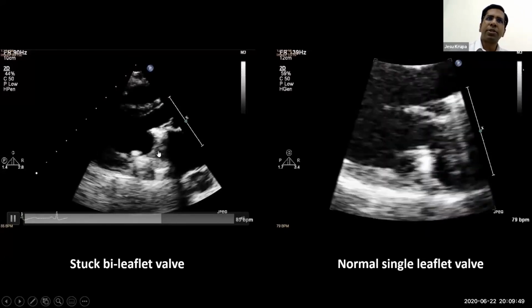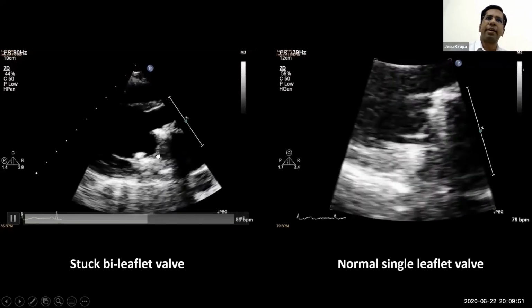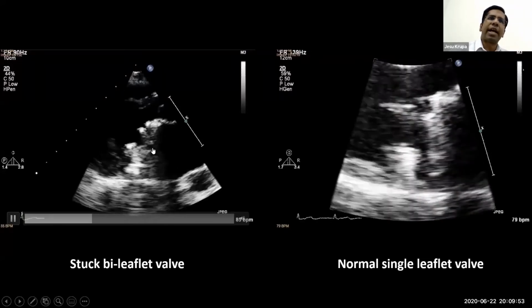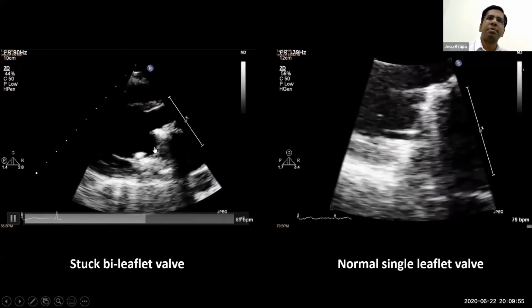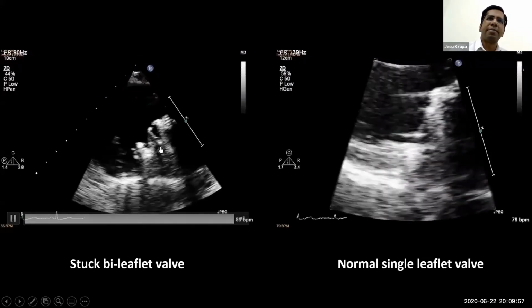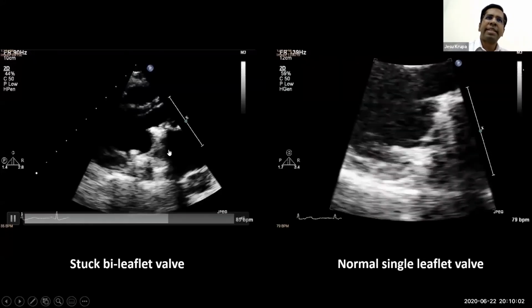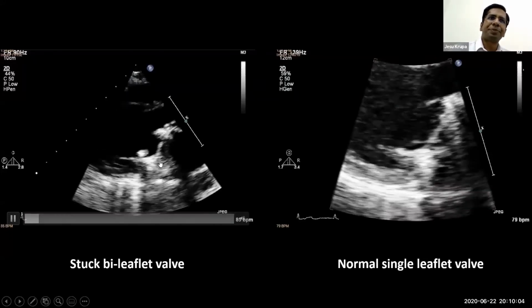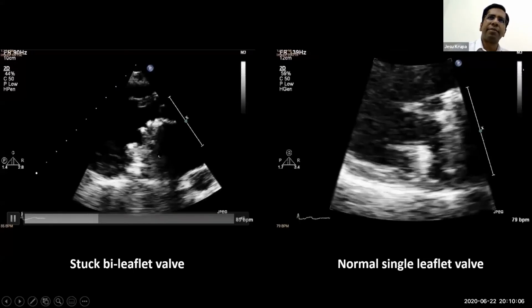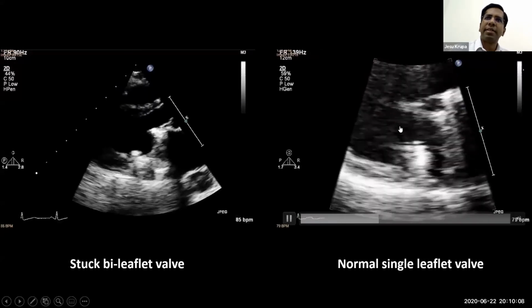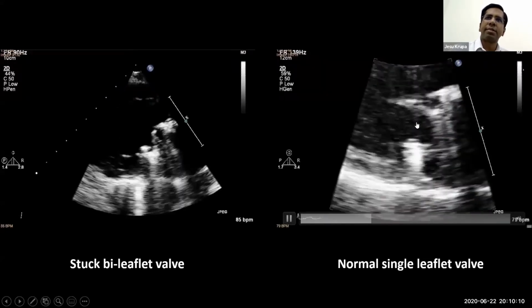The other one also should have come like this here, parallel to this one which is moving, but that is not the case. So we can see that this is not attached to the side. That way we can make out that this is a bileaflet where one is stuck, versus this is a single leaflet and that is moving well.